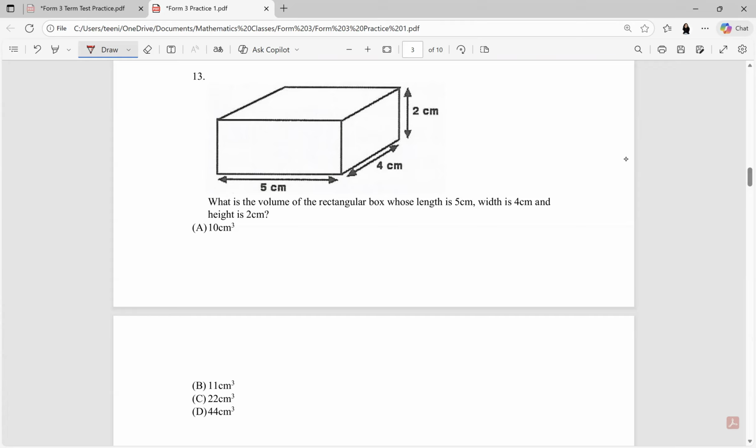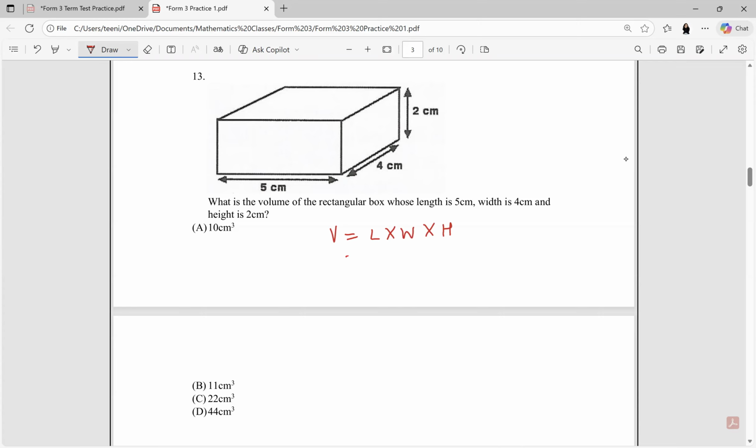It should be 40 cm cubed, because the volume of a rectangular box, which in this case is a cuboid, will be length times width times height. And that would be equal to 5 times 4 times 2, which is 40, indeed. Perhaps there's a mistake with the solution.